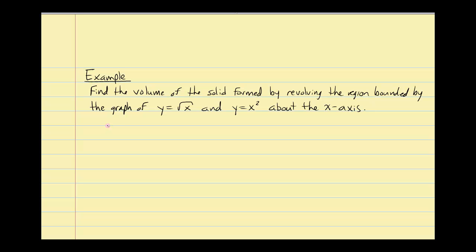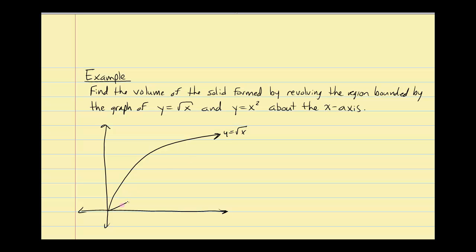Now y equals x squared is a parabola opening up, and I know what this graph looks like, and we're going to need to blow up our scale quite a bit to get an idea of what's going on. This is the graph of y equals root x. This is the graph of y equals x squared, and they intersect at 0, 0, and 1, 1.